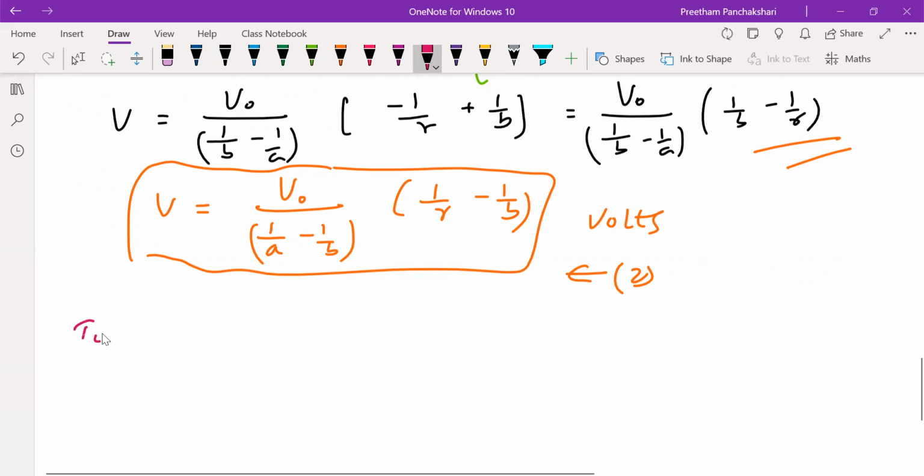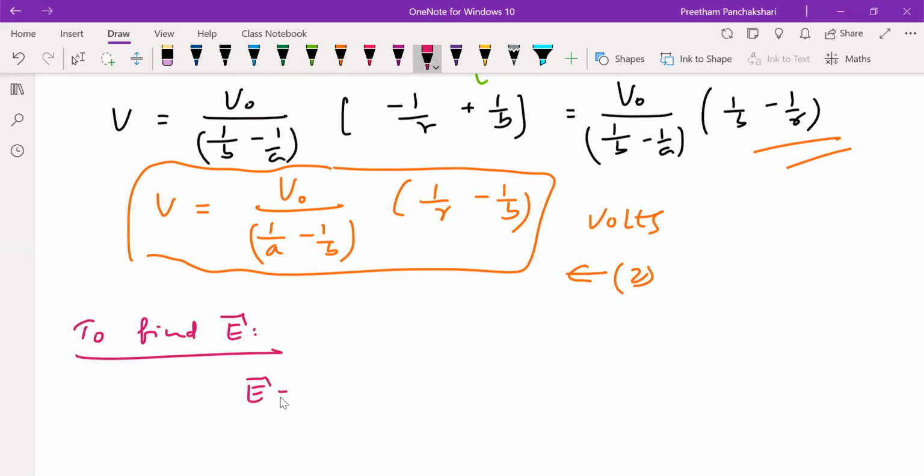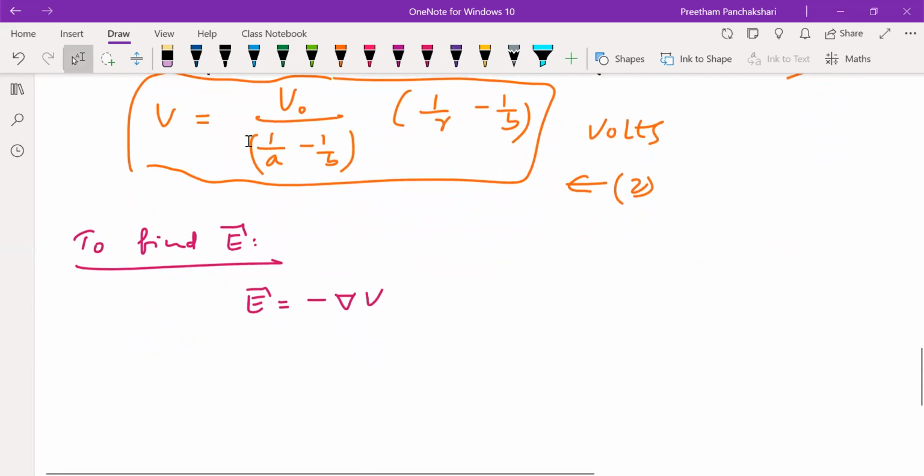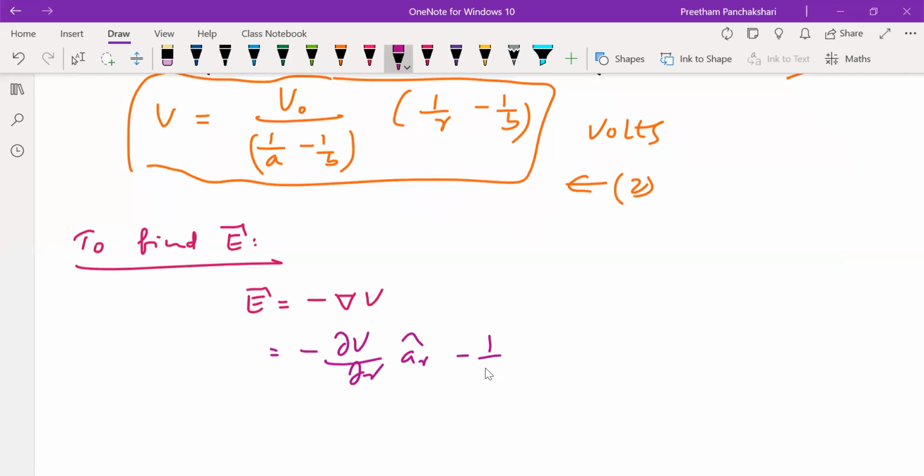Now it's time to find the electric field distribution, that is E. E is given by the negative gradient of potential. For the spherical coordinate system, the negative gradient of potential is given by minus of dou V by dou R, A cap R, plus 1 by R dou V by dou theta, A cap theta, that is the theta component, plus 1 by R sine theta dou V by dou phi.